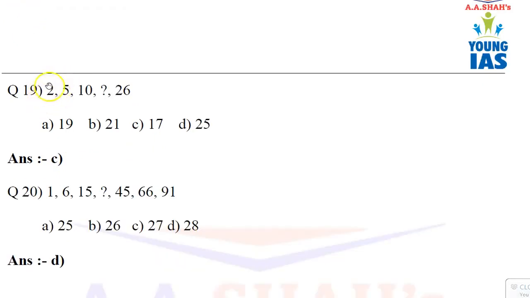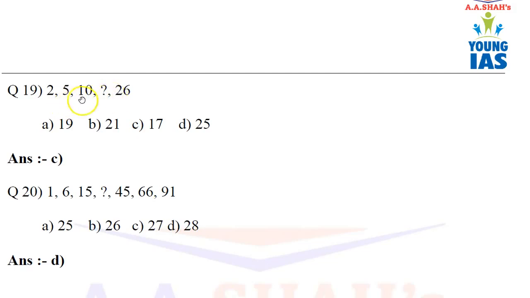Now the 19th question here. You have 2, 5, 10, dash, 26. Now if you observe 2 and 5: 2 plus 3 is 5. Now 5 and 10: 5 plus 5 is 10. So we already have a 3 and a 5 here. Now 10 and something should come here.